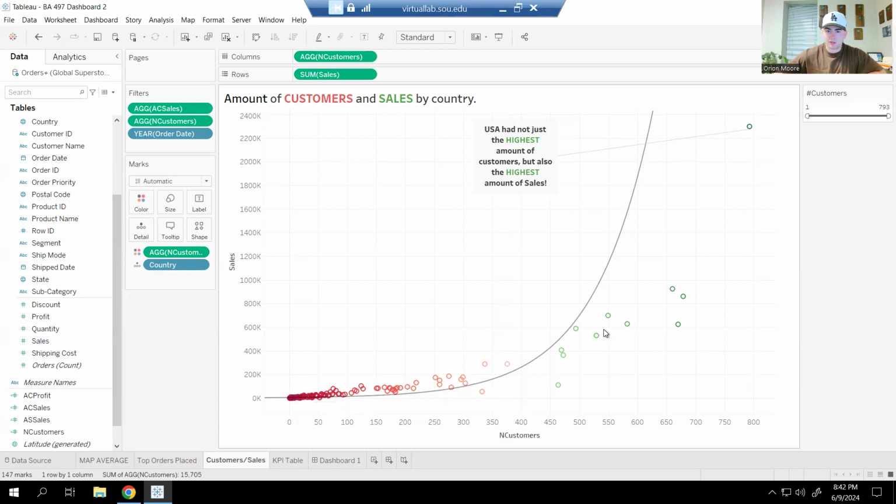But yeah, and then you can see the trend line right here. United States not just had the highest amount of customers, but also the highest amount of sales.